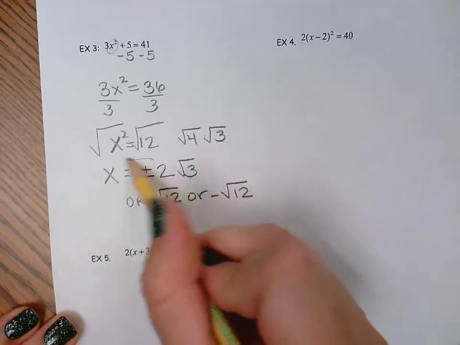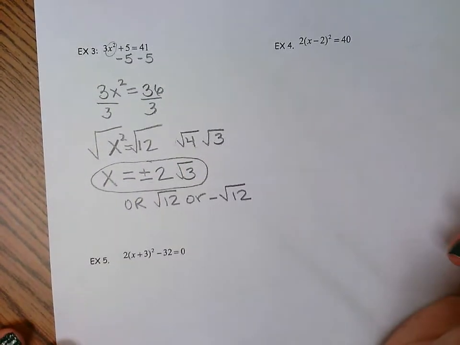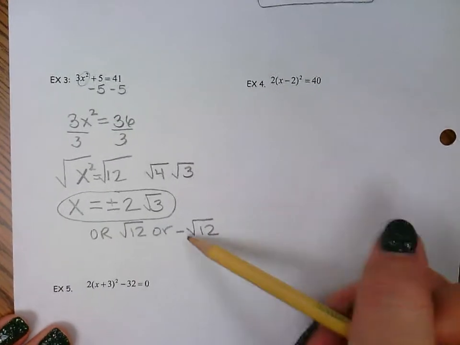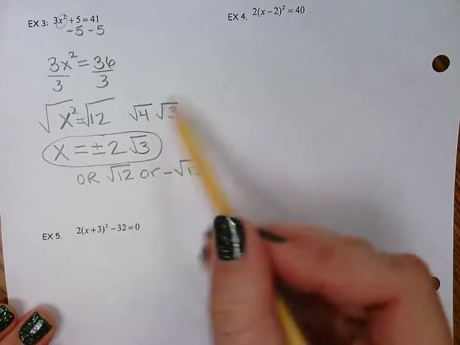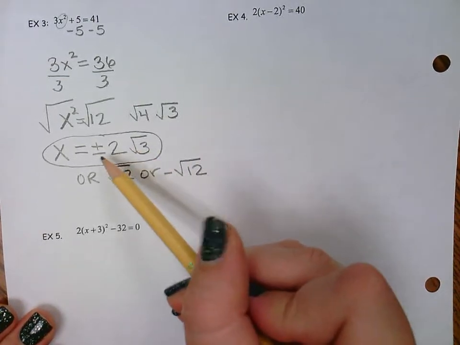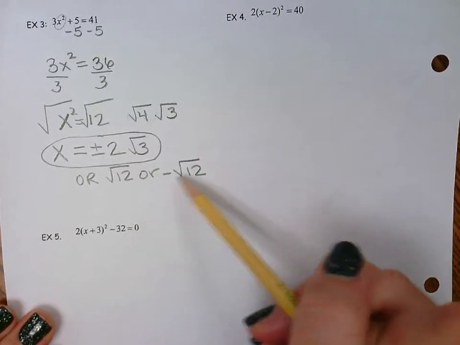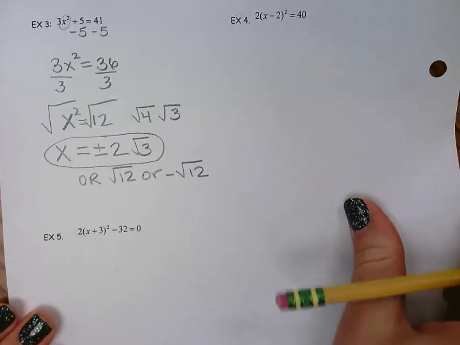So this is just the reduced radical form of that answer, and I've been doing this type of answer up at the top. So whether you write plus or minus 2 root 3, or 2 root 3 or negative 2 root 3, or root 12 or negative root 12, you're giving the same type of solution.